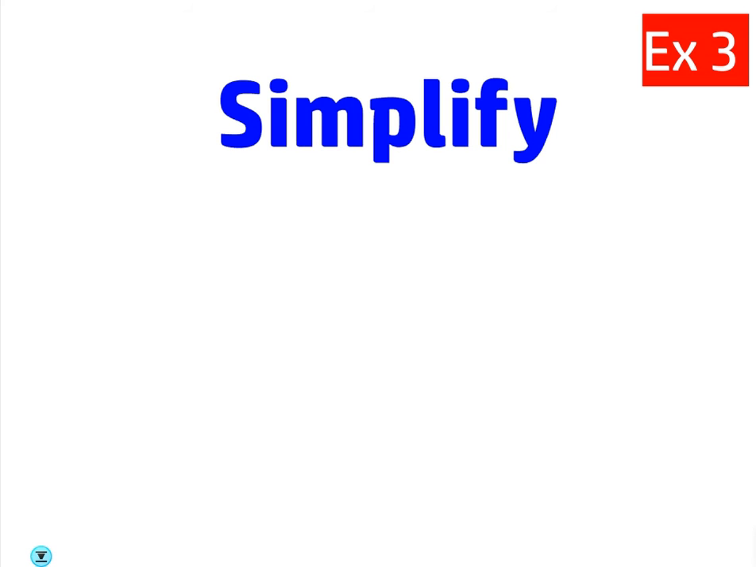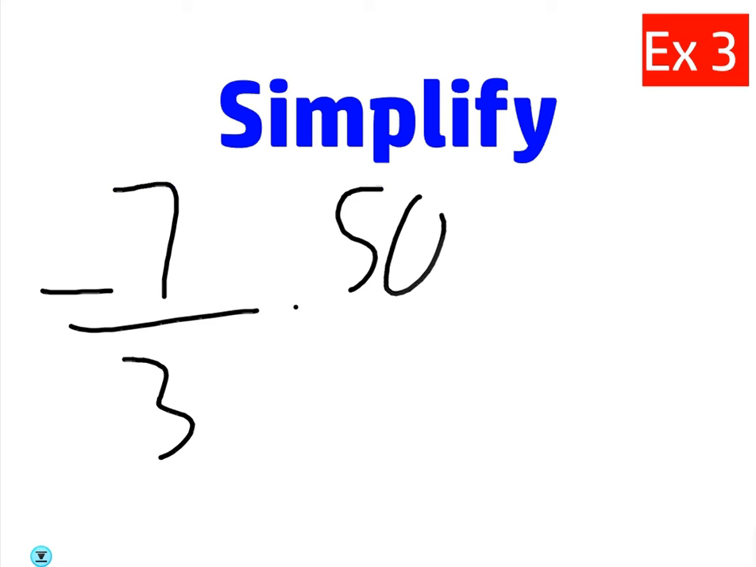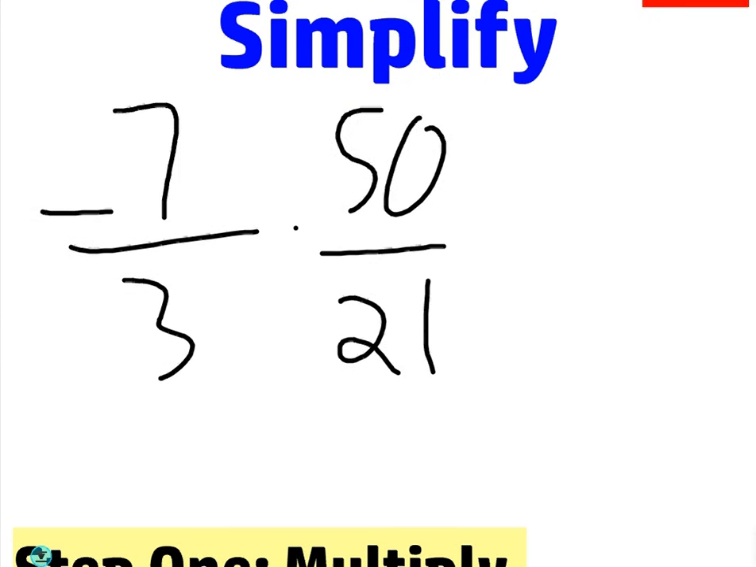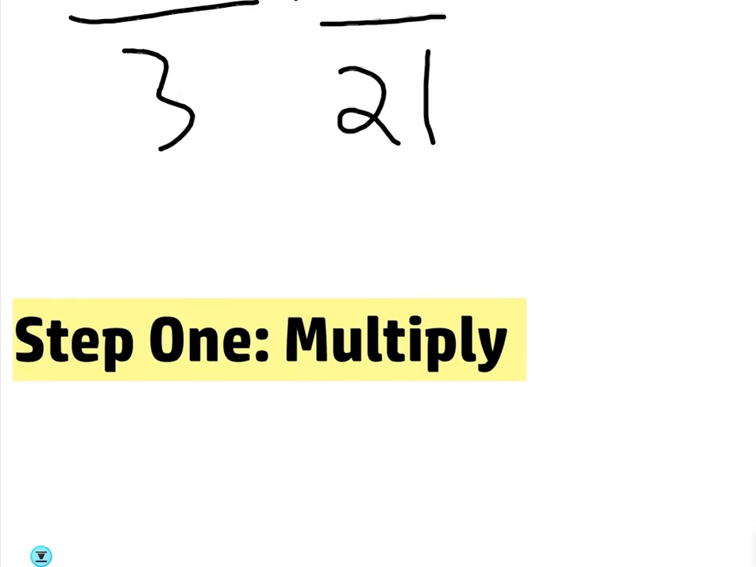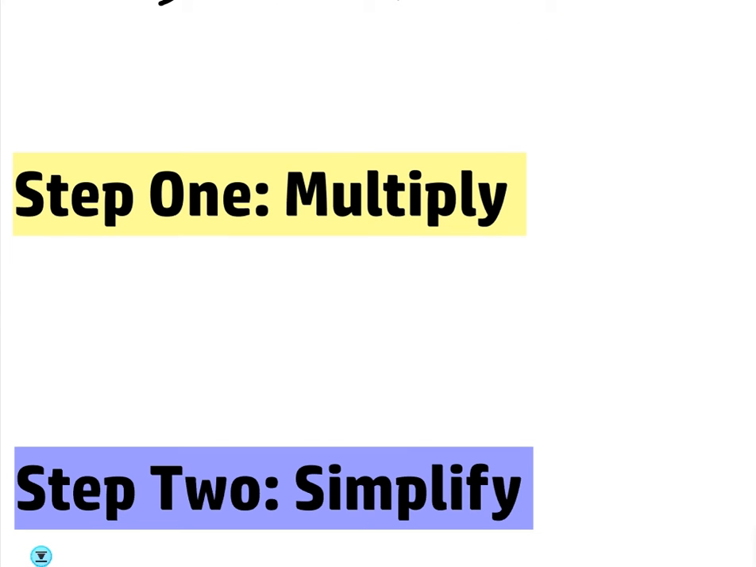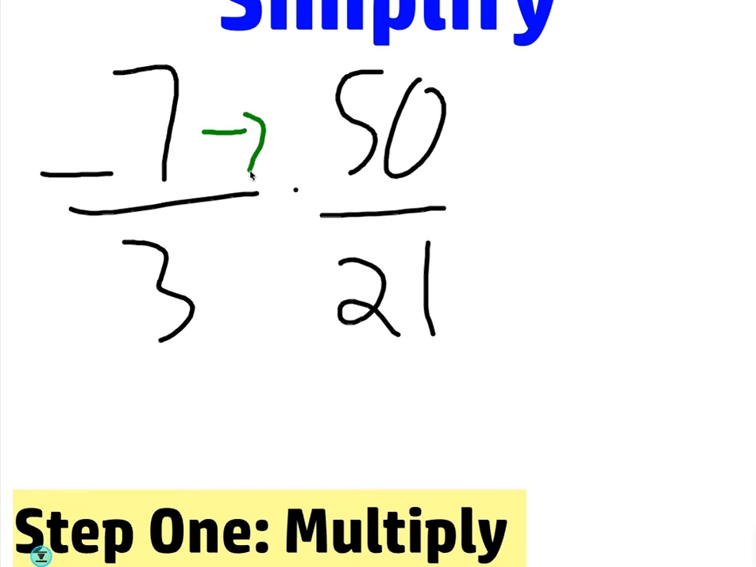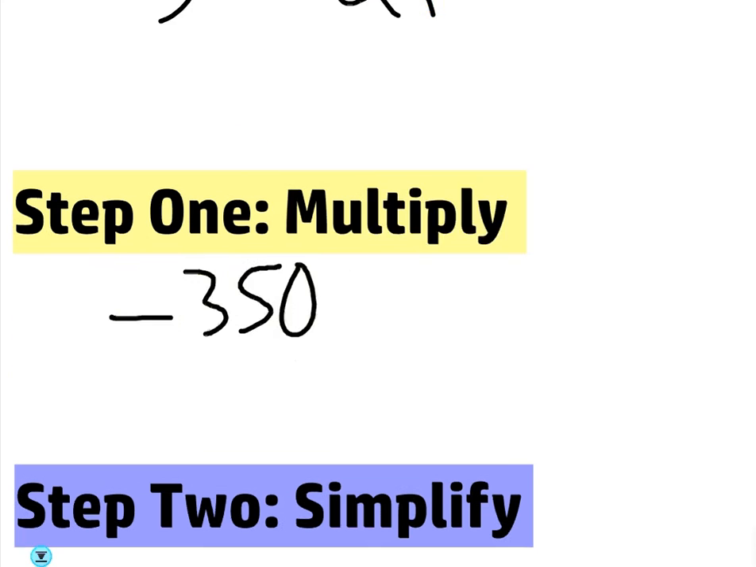Let's do another one. Let's make another negative one here. Negative 7 over 3 times, we'll do 50 over 21. How about that? That's a big number. It's 350 over. All right, negative 350 is on the top, negative 7 times 50. And positive 63 is on the bottom.